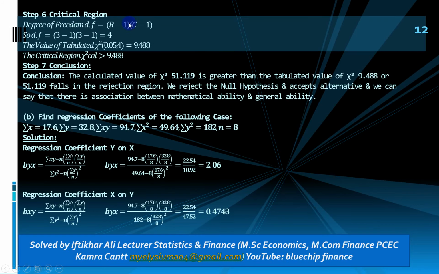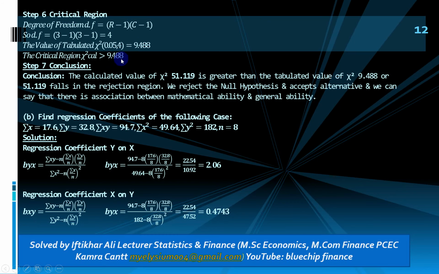Sixth step is to get the tabulated value of chi-square, which is already given in the question, but you can see it through the chi-square table. Just go to the chi-square table, and at 0.05 level of significance with 4 degrees of freedom, you can find that the value is 9.488.